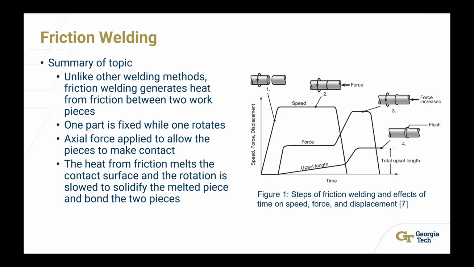So for friction welding, you generate heat through friction between the two workpieces, unlike other welding techniques which usually use heat to melt the material to join them. On the figure to the right, you can see that one piece is stationary while another piece is rotated, and an axial force is applied to them to cause them to come into contact and cause friction, which generates heat.